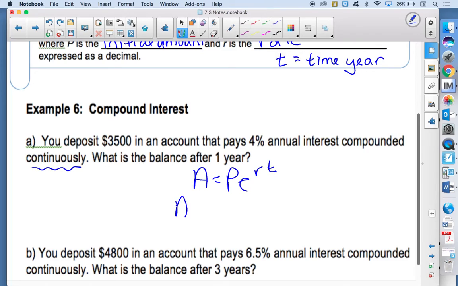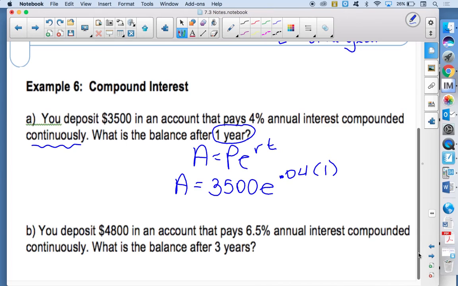So there are two different formulas depending on the case that you're given. So in this case, Paige, what's the principal amount? What are we investing? $3,500. And then the rate is 0.04. How many years? 1. Yeah, it just says 1 year. So how much money would you have after a year? Kate? $3,640.